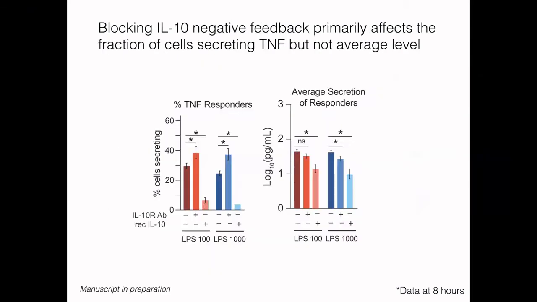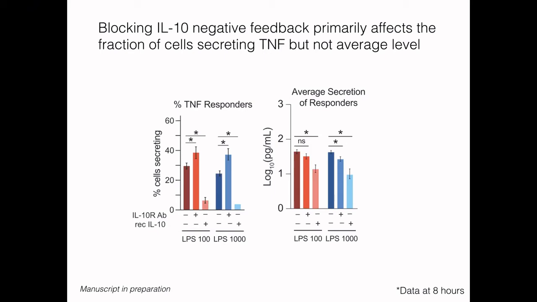And so essentially, just to restate this, what we're saying is that when we block IL-10, we are not actually just reining in high level secretion, but in fact, we're increasing the fraction of cells that respond. And here I'm showing that in terms of the fraction of cells that produce TNF. Whereas the average secretion actually goes down because we're recruiting all these new cells into the pro-inflammatory cytokine axis, essentially.